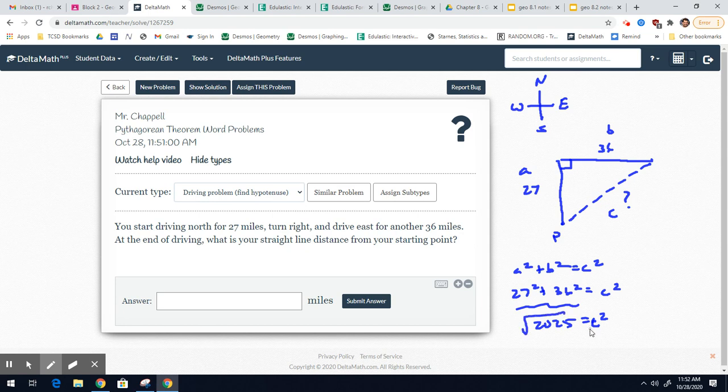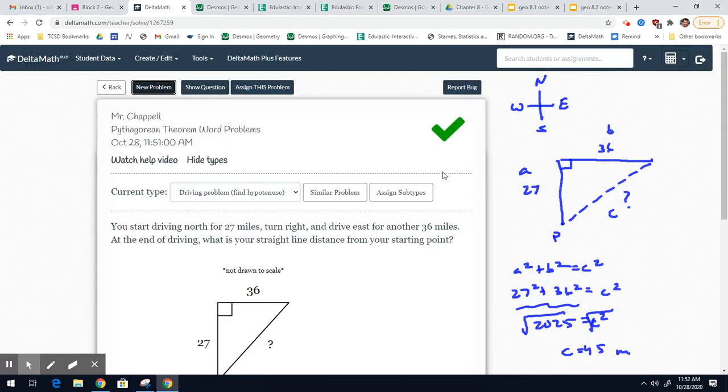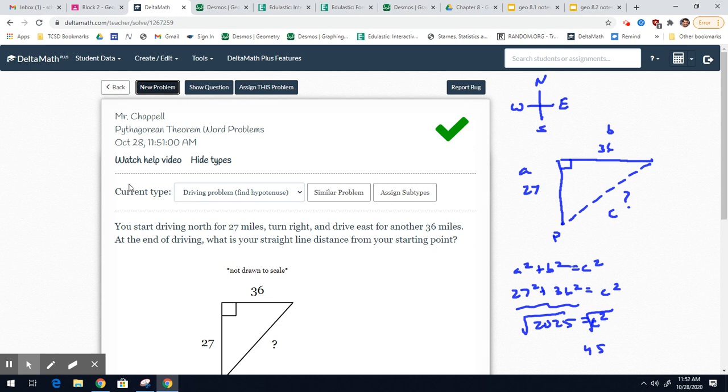And I will take the square root. And the square root of that is going to be 45. C is 45, and that'd be miles. 45 miles. Oh, yeah. All right, two more problems coming.